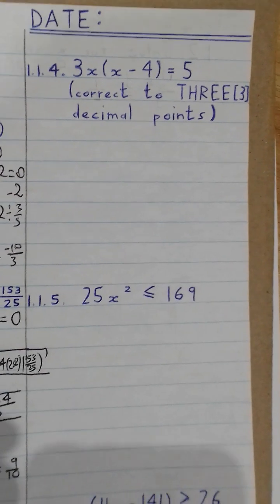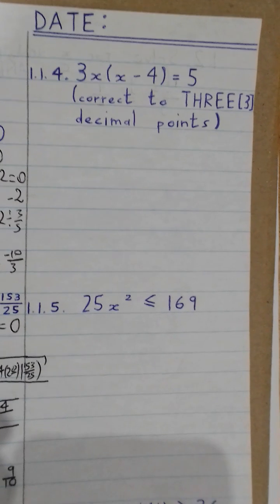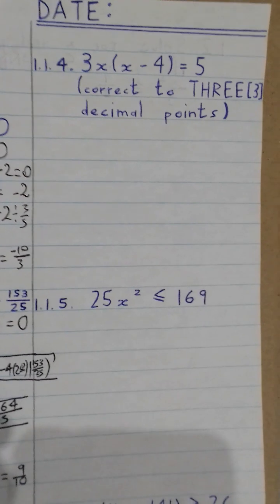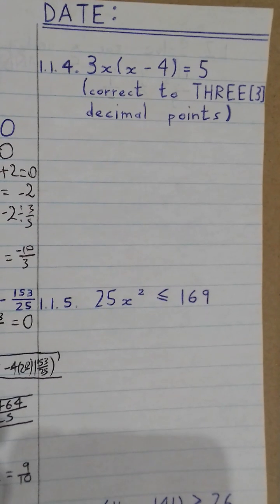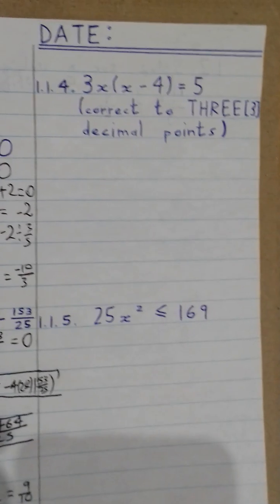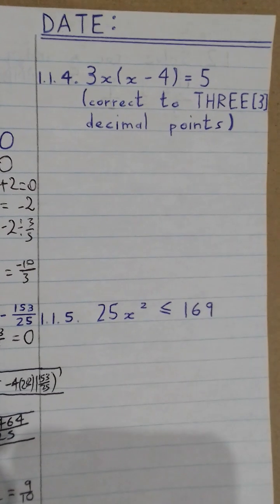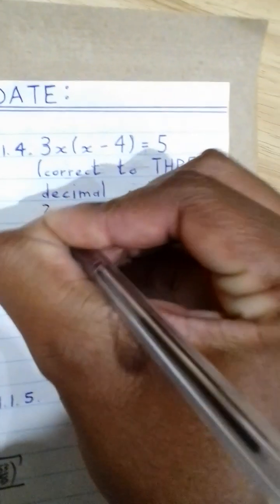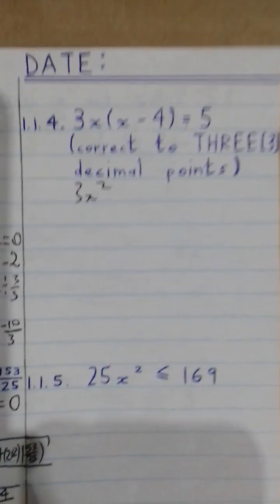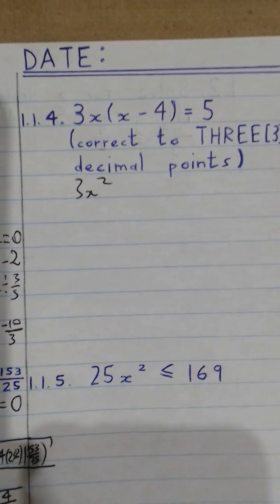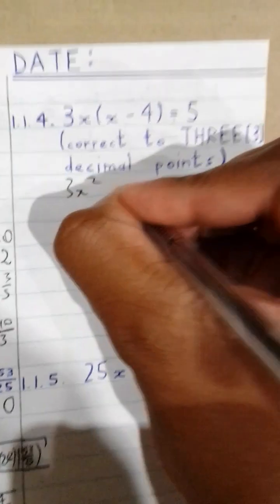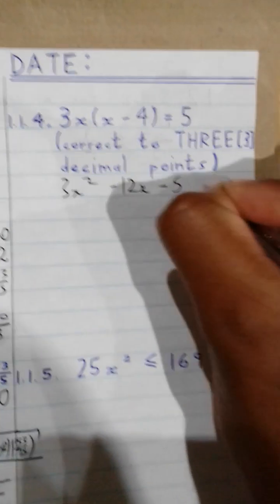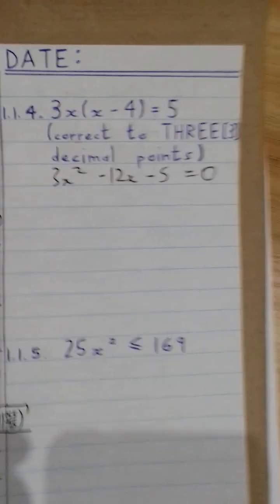1.1.4, 3x open bracket x minus 4 close bracket is equal to 5. And then in brackets it says correct to 3 decimal points. Once again, we write it in standard form, use the quadratic formula, and then we are done. So 3x times x is 3x squared. Right? 3x times negative 4 is negative 12x. 5 goes to the other side, it becomes negative 5. Is equal to 0.